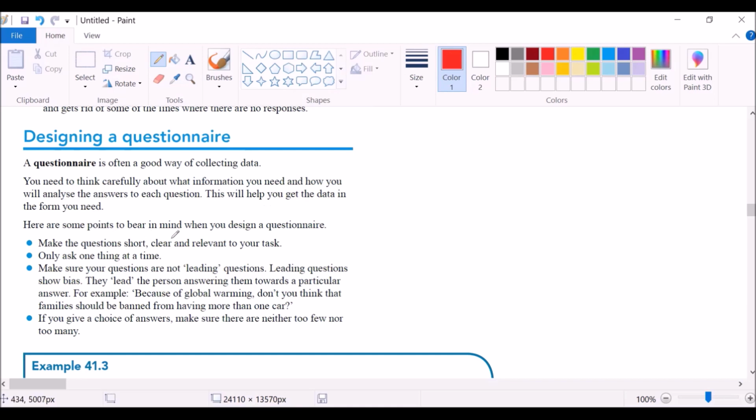Here are some points to bear in mind when designing questionnaires. Make the questionnaire short because people don't want to read very long ones. Only ask one thing at a time. Make sure your questions are not leading questions. Leading questions show bias. They lead the person answering them towards a particular answer.